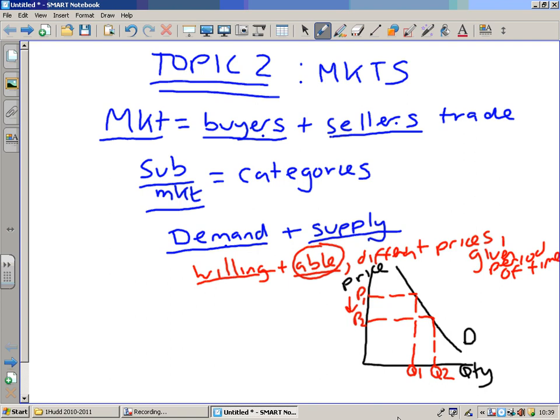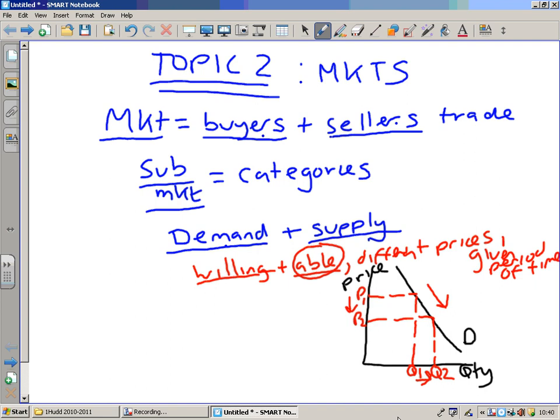If price falls to P2, demand will increase to Q2. This is what we call an extension in demand. As price falls, people are willing and able to buy more of the product.